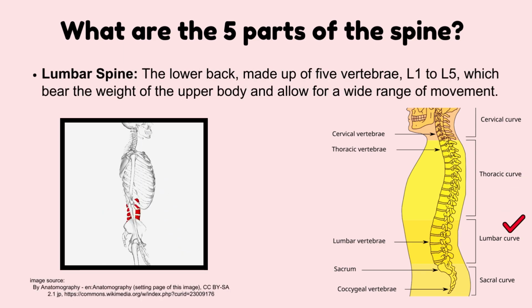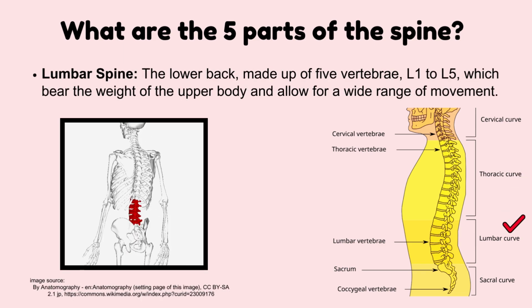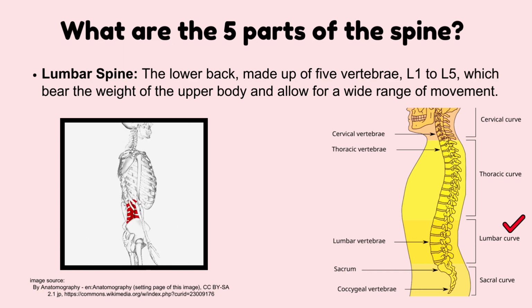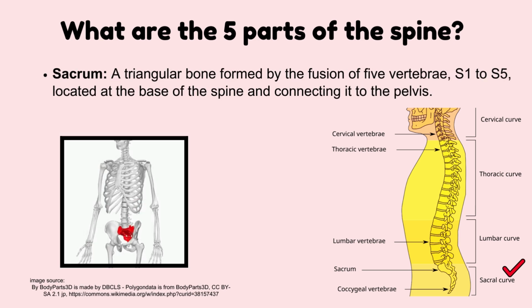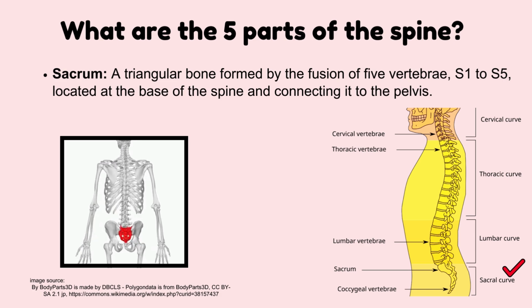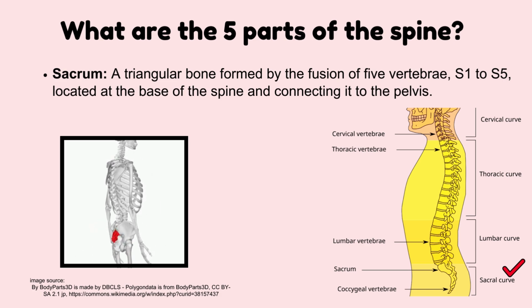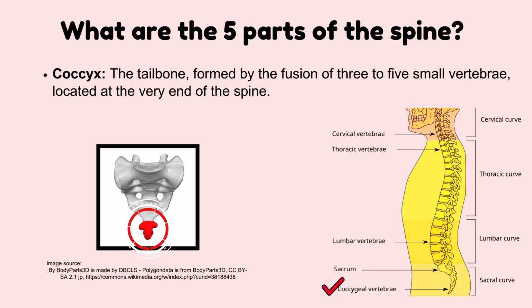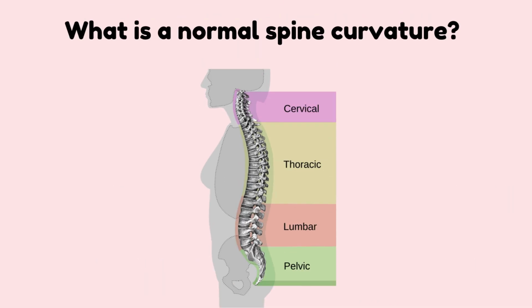Lumbar spine is the lower back, made up of 5 vertebrae, L1 to L5, bears the weight of the upper body and allows a wide range of movement. Sacrum is a triangular bone, formed by the fusion of 5 vertebrae, S1 to S5, located at the base of the spine, and connecting it to the pelvis. Coccyx, the tailbone, formed by the fusion of 3 to 5 small coccygeal vertebrae, located at the very end of the spine.